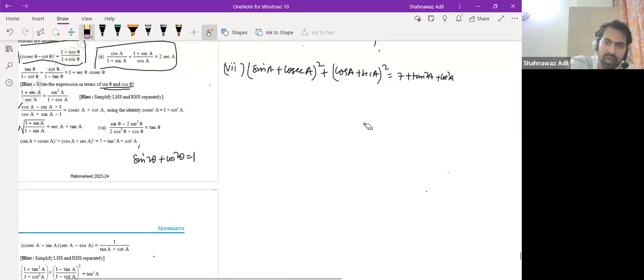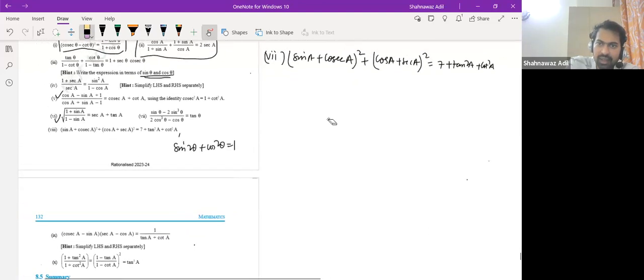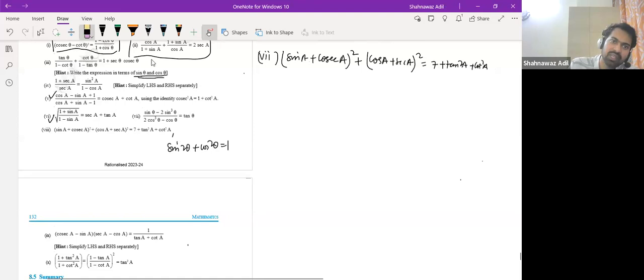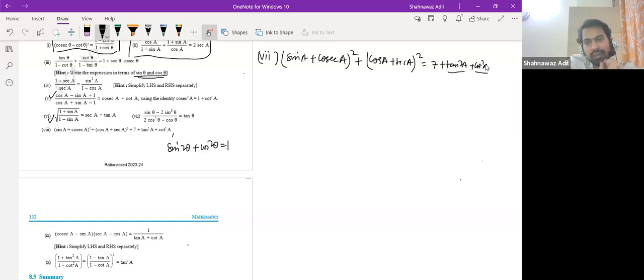Yes, so Shaima, on the right hand side we can see there is tan square A and there is cot square A. Right, Shaima? So what is the trigonometric ratio that relates tan and cot square? What relates tan square A? What relates cot square? So this is the first identity. What is the second identity?